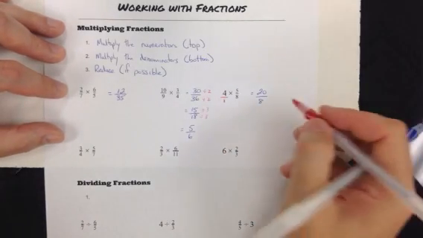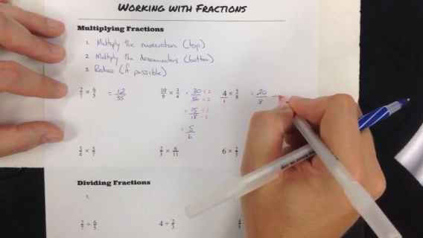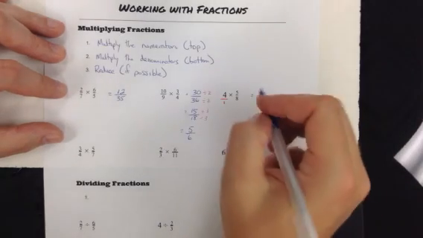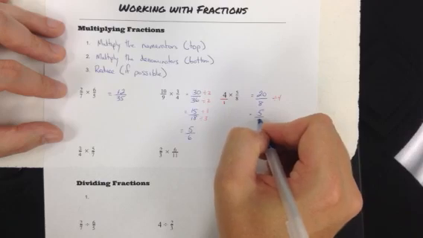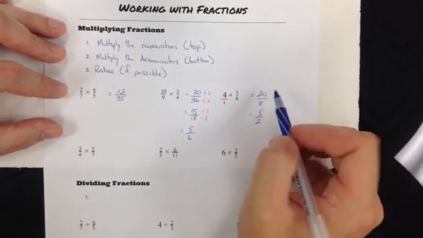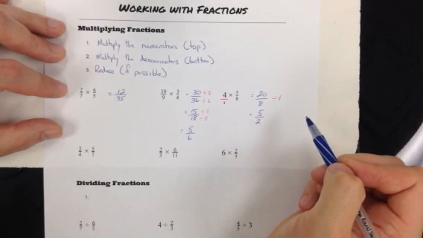And then if I look at these two numbers, 20 and 8, I recognize that they both divide by 4. So I can say that this is the same as 5 over 2. 20 divided by 4 is 5. 8 divided by 4 is 2.